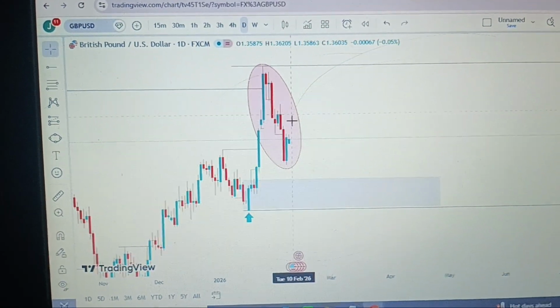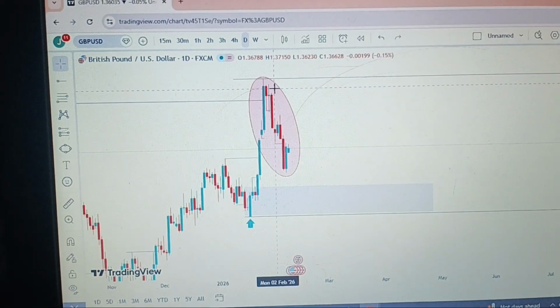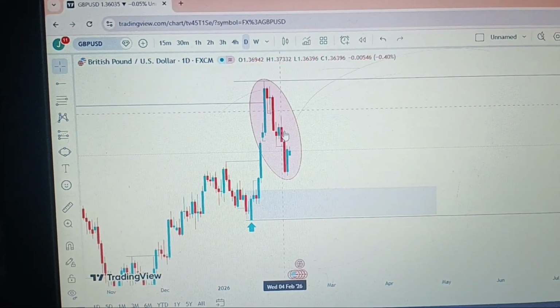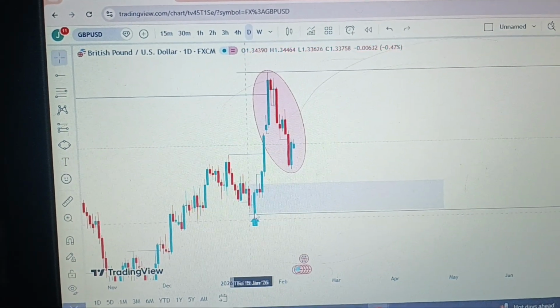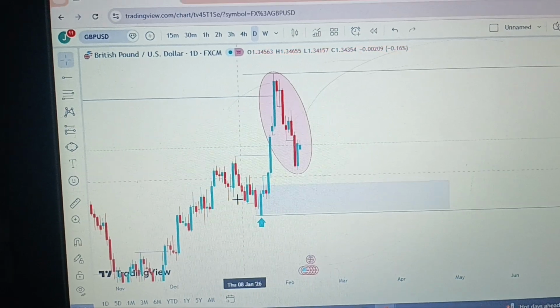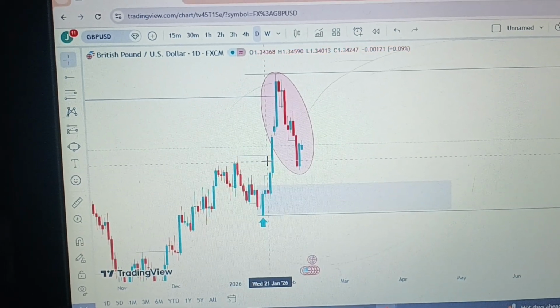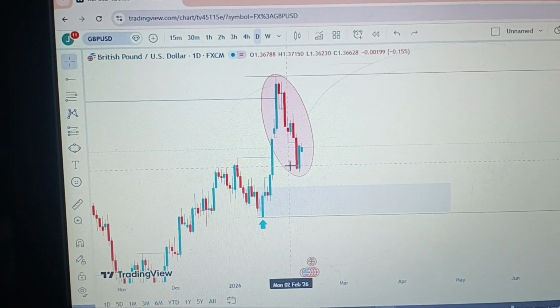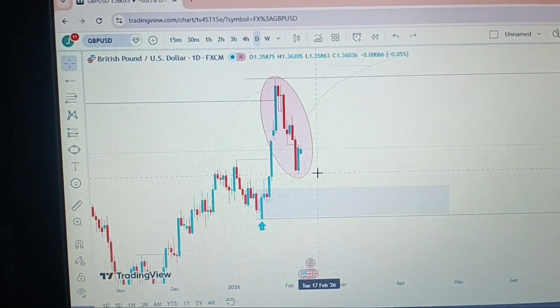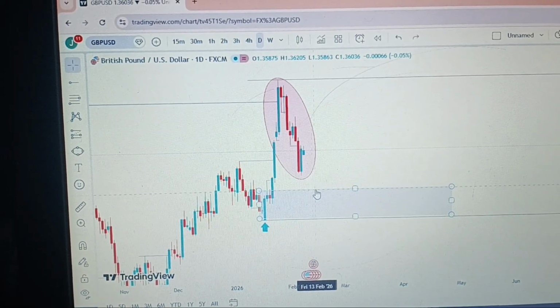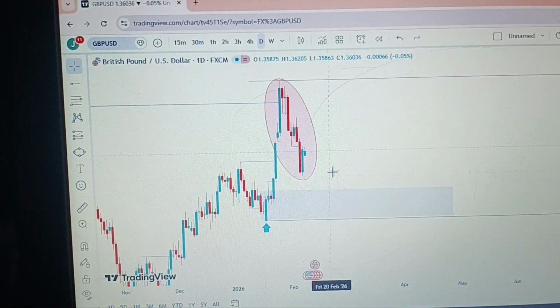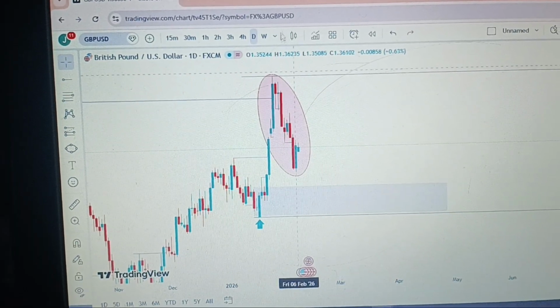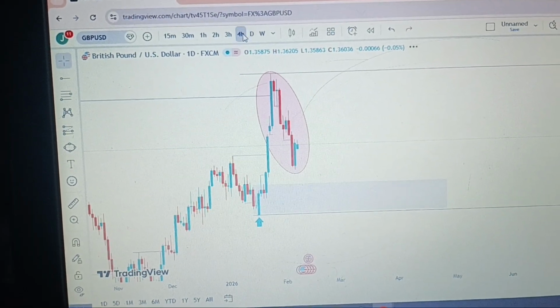So with this, we are going to scale down to the lower time frame to study this structure, and also this structure, to pinpoint if there's any other internal demand level where we should be looking to place a trade or look for confirmation, because most of the time price might not get to this origin before it pushes to the upside. So let's get down to the 4 hour.